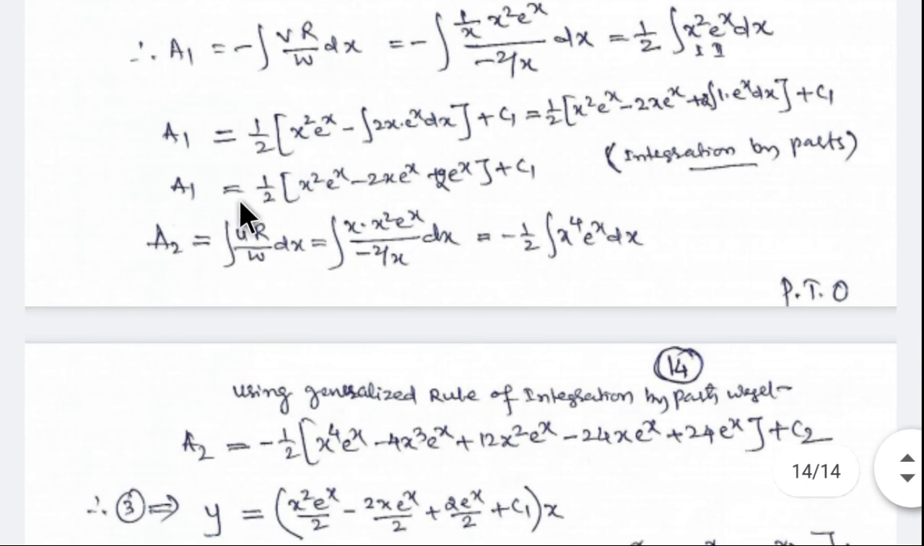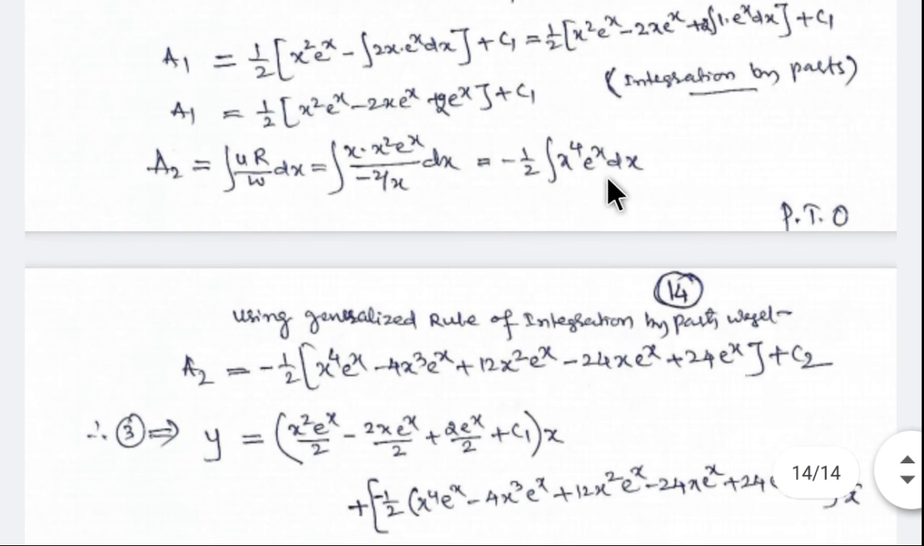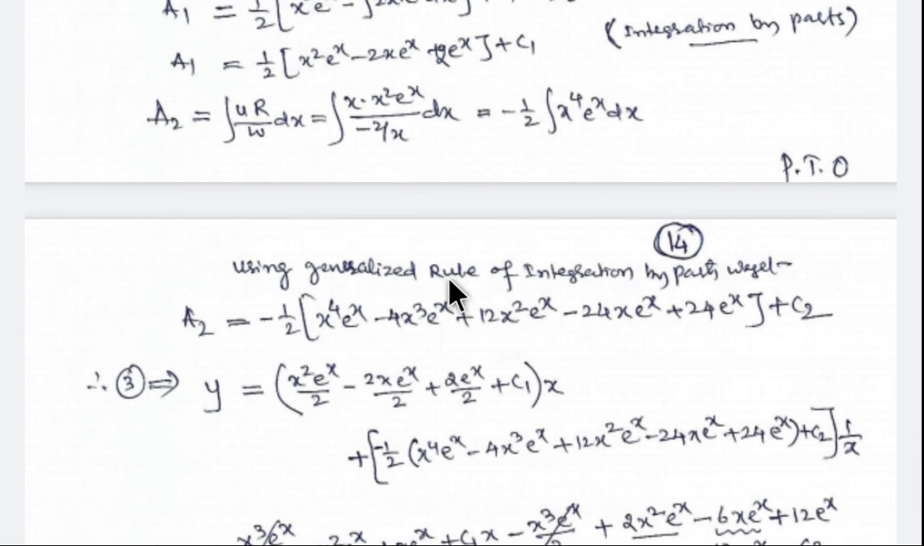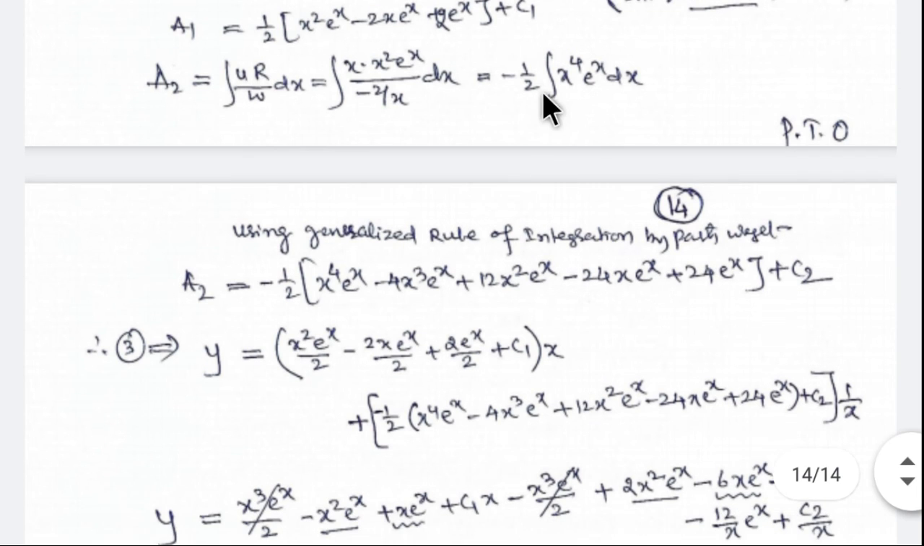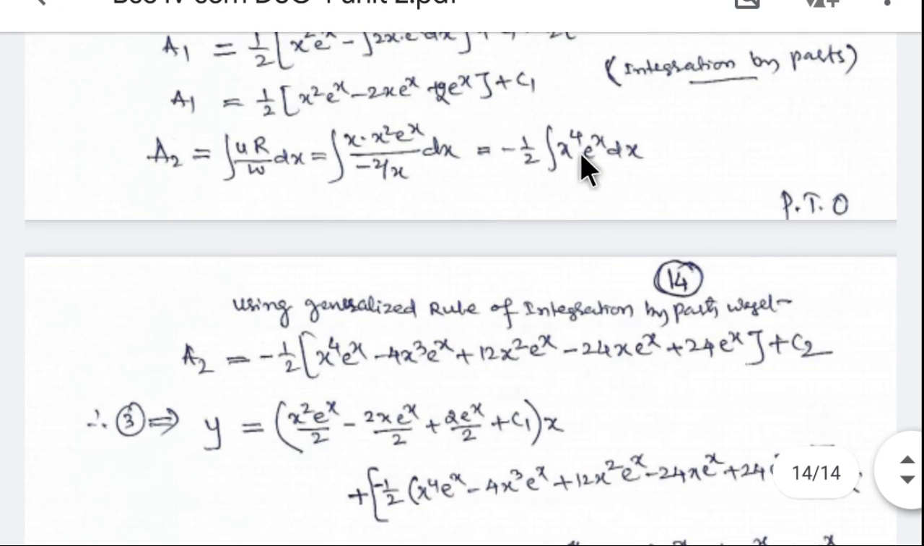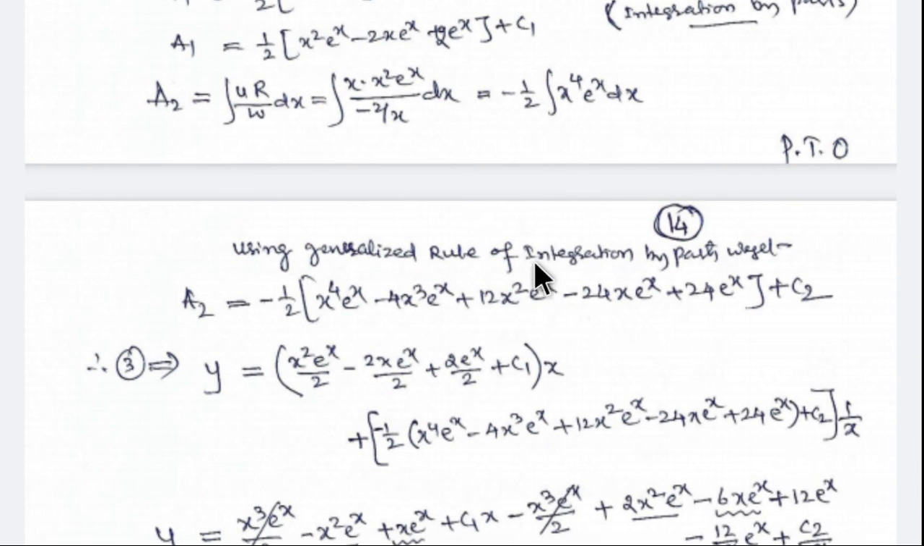A2 is given by integral of UR divided by W into dx. So, integral of U value is x, into x square into e raised to x, that is R value, divided by W value, which is minus 2 by x. After simplifying we get minus 1 by 2 integral of x fourth into e raised to x dx. Using the generalized rule of integration by parts, you can use it. If you go like above, it takes more time. You can use the generalized rule of integration by parts.